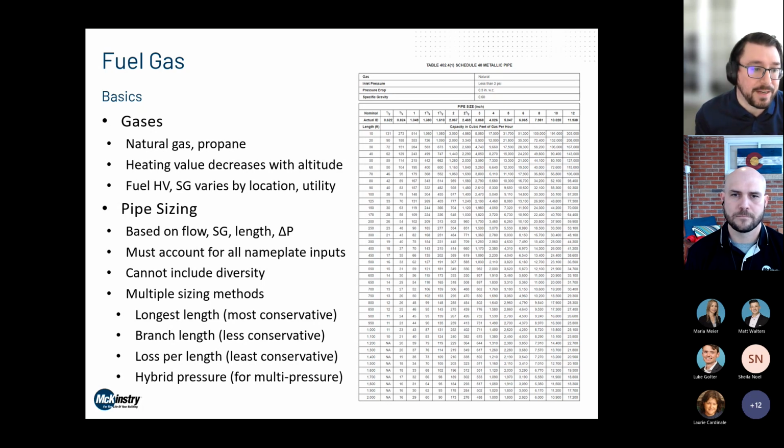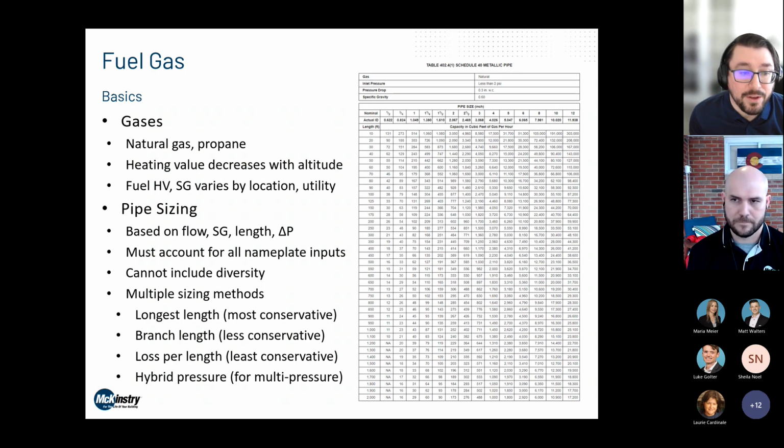When it comes to pipe sizing, it's based on flow and the specific gravity of the gas, which is different between different gas mixtures and will be what the utility tells you. Propane versus natural gas have different specific gravities. It's also based on length and the pressure drop you can allow, to make sure you have enough pressure left at the end of the system for the gas appliances to turn on and get gas through the combustion chambers.